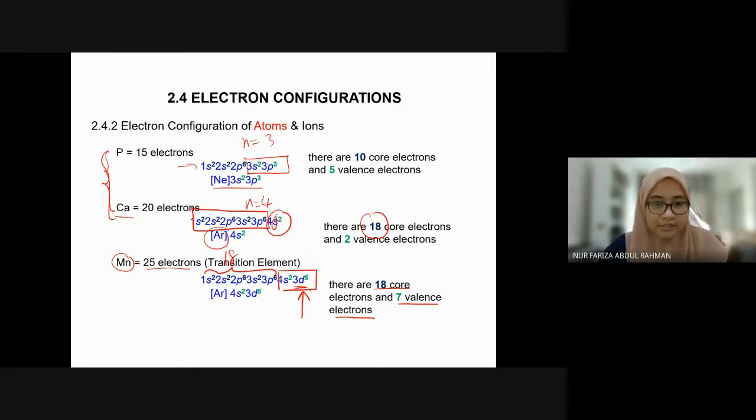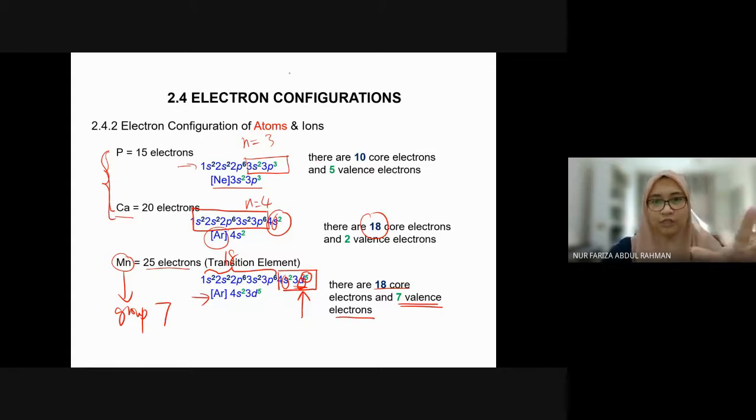So if it ends with d orbital, that means it is a transition element. To determine the number of valence electrons, dia special sikit. You kena total up the s and the d orbitals. So it is 5 plus 2 equals 7 valence electrons, and manganese comes from group 7. This is the condensed electron configuration for manganese. So don't get confused.